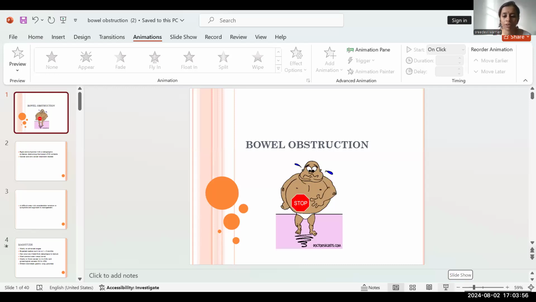And today we will be talking mostly about the bowel obstruction and specifically malignant bowel obstruction because there are so many types of bowel obstruction. We may not be able to cover everything, but we'll focus on the malignant bowel obstruction because that is one of the most common symptoms that we will come across in palliative care.